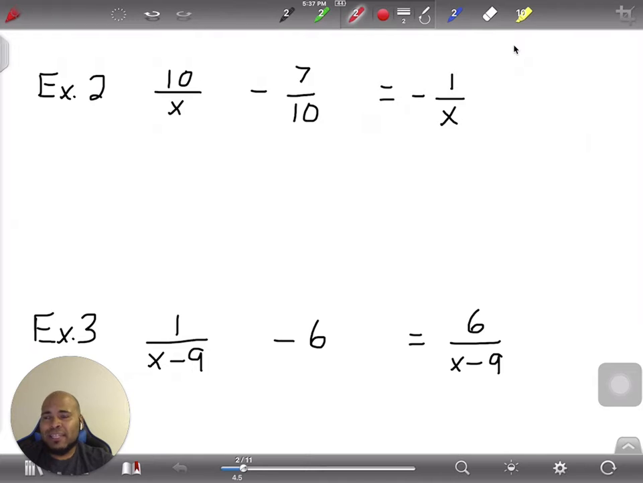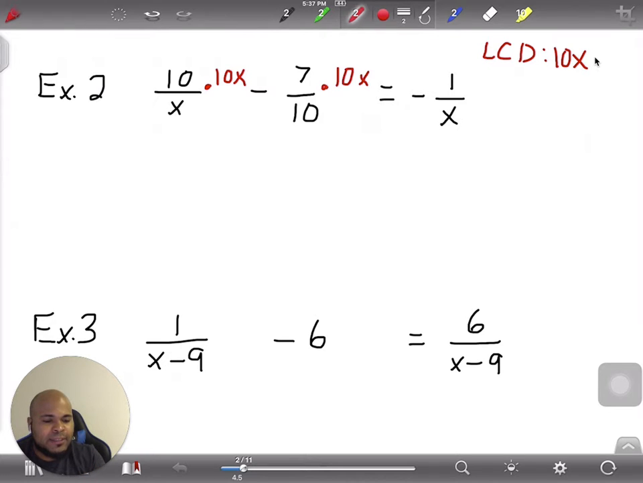So let's find the least common denominator in this problem. If I look at the first fraction, that's just x. The second fraction is 10, so I'm going to multiply times 10x. The last fraction is x, but it's already in my least common denominator, so I no longer have to write it. All right, perfect. So now let's multiply every single one by my least common denominator, which is 10x. So times 10x, times 10x, times 10x.